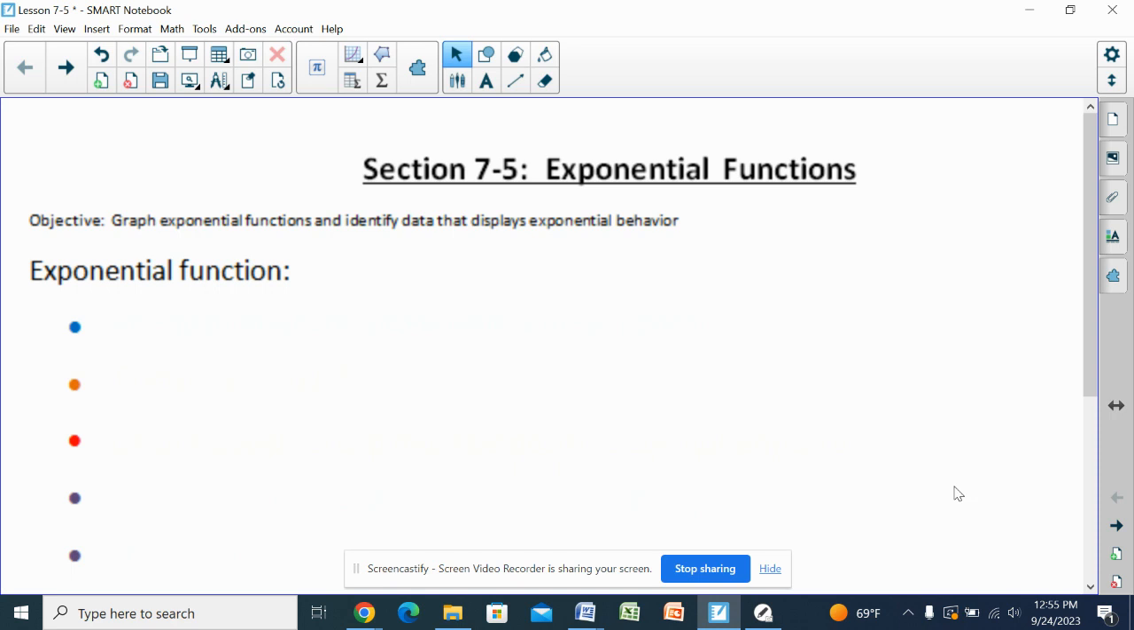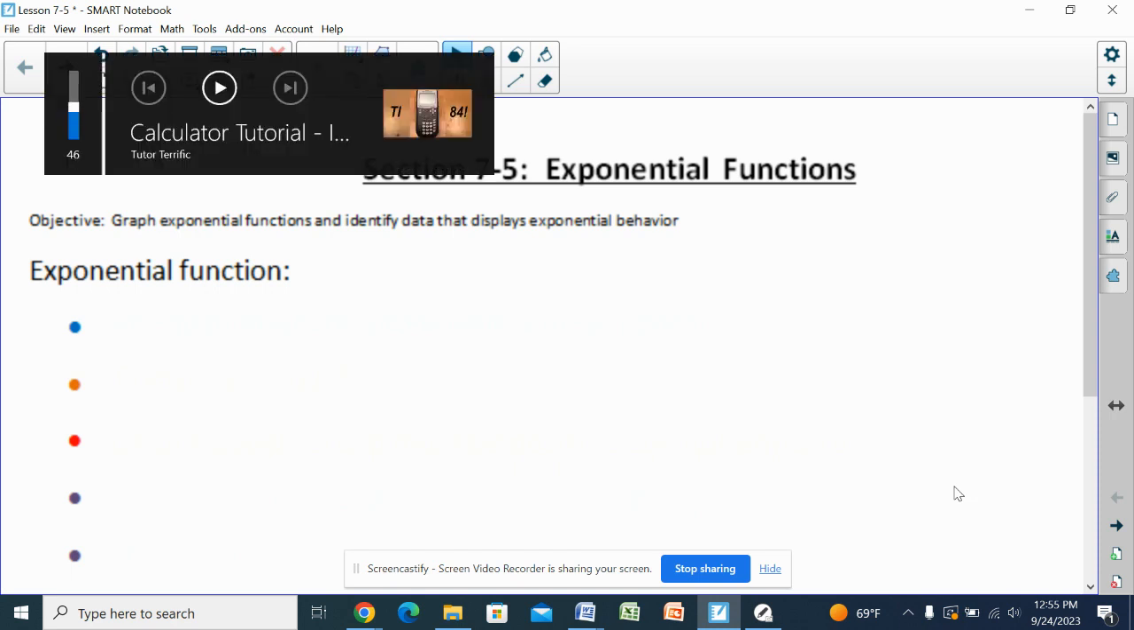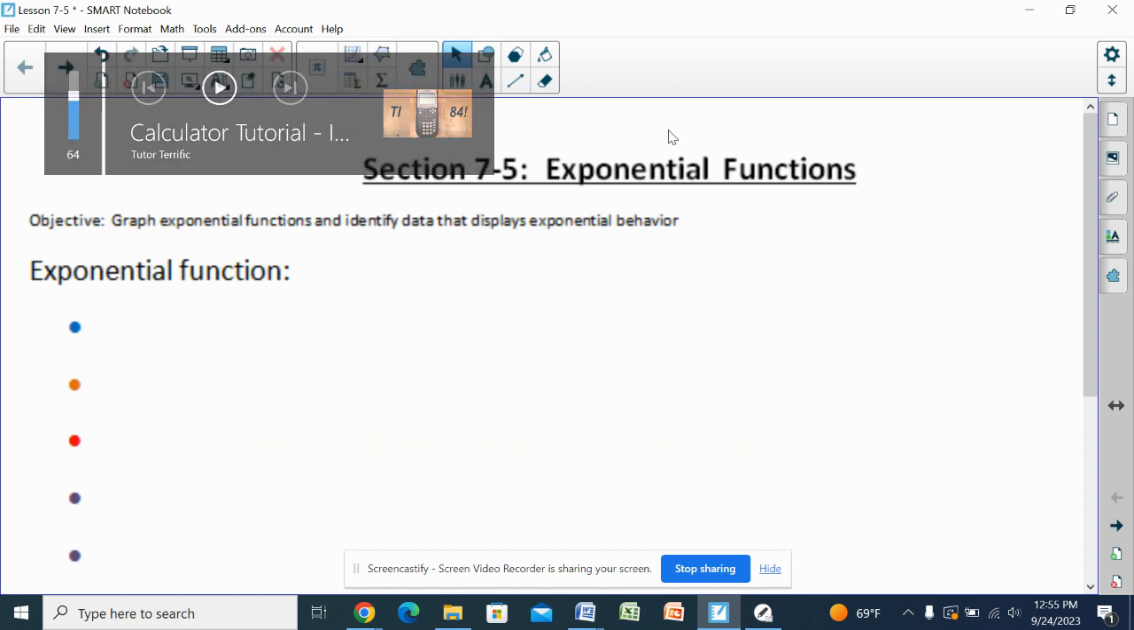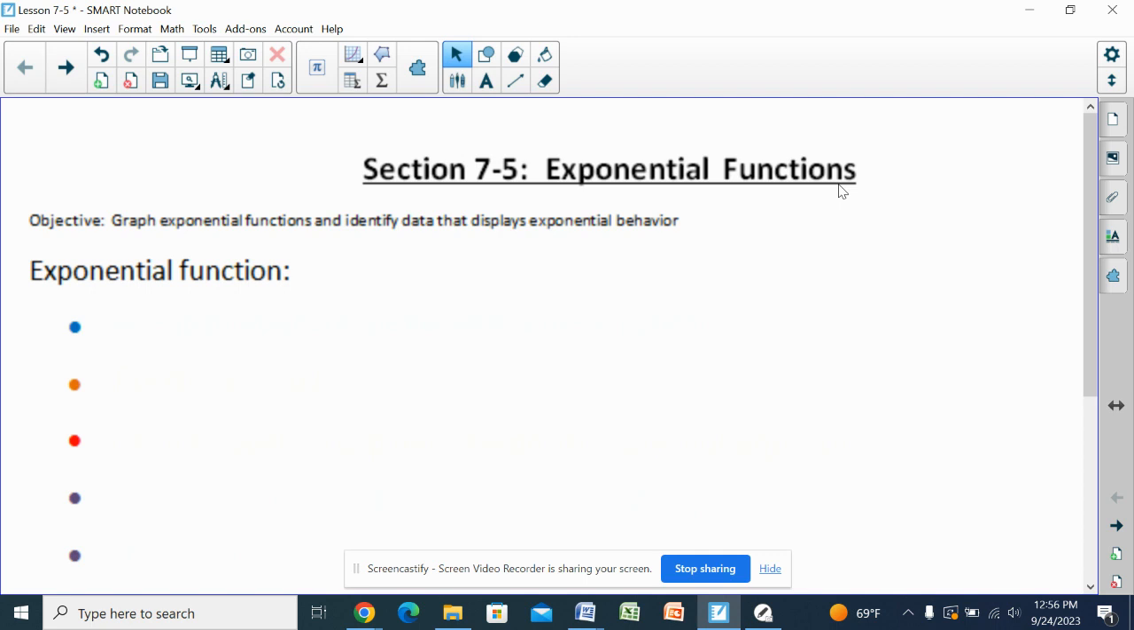Hi there, algebra students. I wanted to just run through section 7.5, exponential functions, so that you can see how we're going to go about this. We're going to use technology to our advantage.